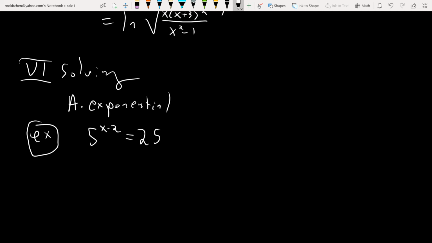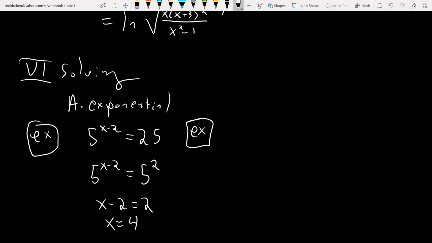So an example, maybe we have something like 5 to the x minus 2 equals 25, right? So if you get the same base on each side, you can just equate the exponents. So you can rewrite 25 as 5 squared, and then you could say, well, that means x minus 2 is equal to 2, so x must be equal to 4. When you don't have like bases on each side, you got to take logs on both sides. So take the log of both sides.